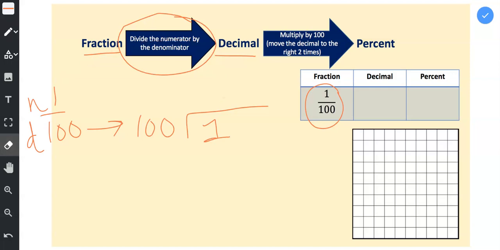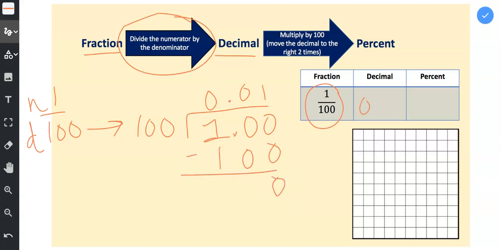Let me erase this to give us more room. 100 goes into 1 0 times. I add a decimal, and I bring it up, and I add a 0. 100 goes into 10 0 times. I add another 0. 100 goes into 100 1 time. 1 times 100 is 100. I subtract 100 from 100 and I get 0. So as a decimal, 1/100th is 0.01.